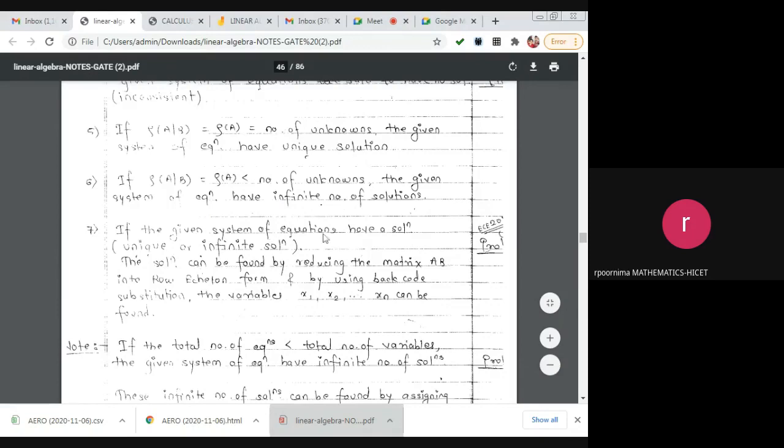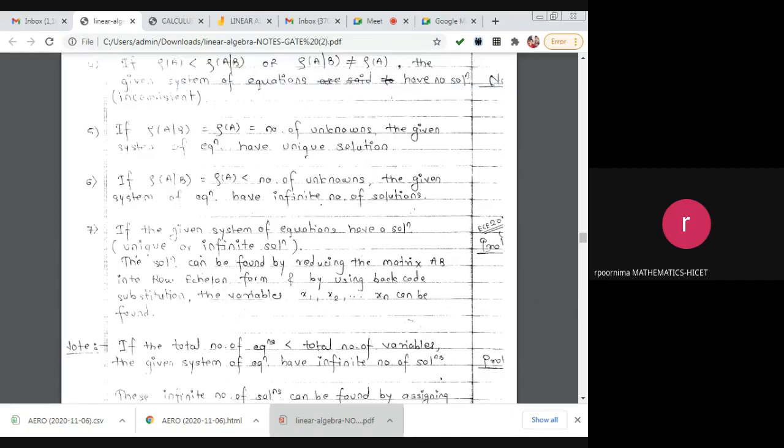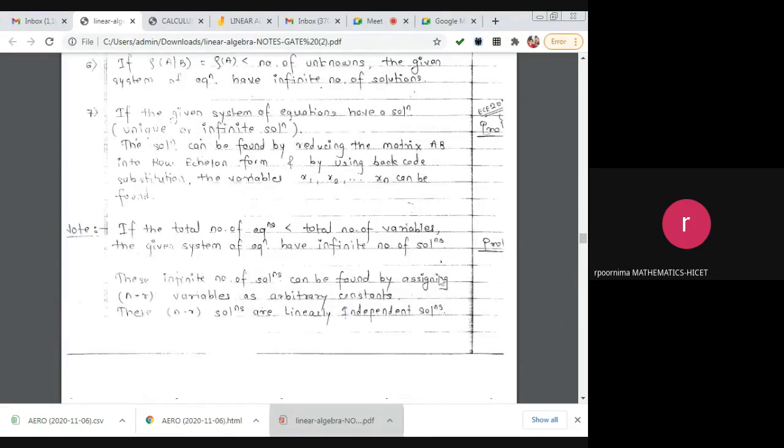So if the given system of equations has a solution, unique or infinite, the solution can be found by reducing the matrix into row echelon form and by using backward substitution. Okay, the variables x1, x2, etc., xn can be found. Backward substitution and all, you already know, you have studied under your numerical methods paper. Okay, back substitution method, no? Gauss elimination, Gauss Jordan and all, you have to remember.